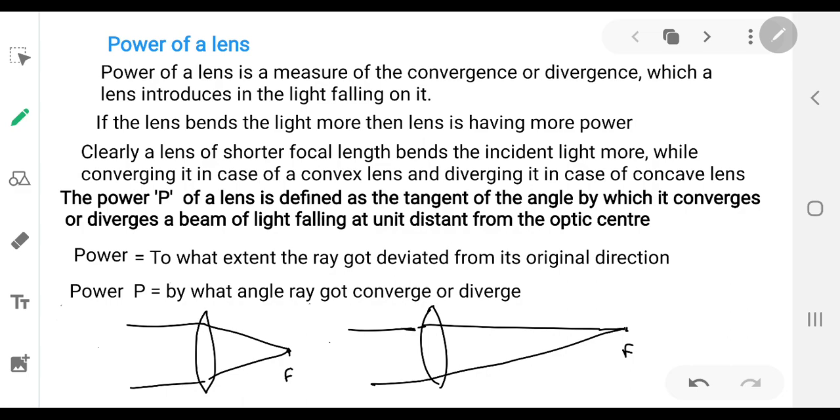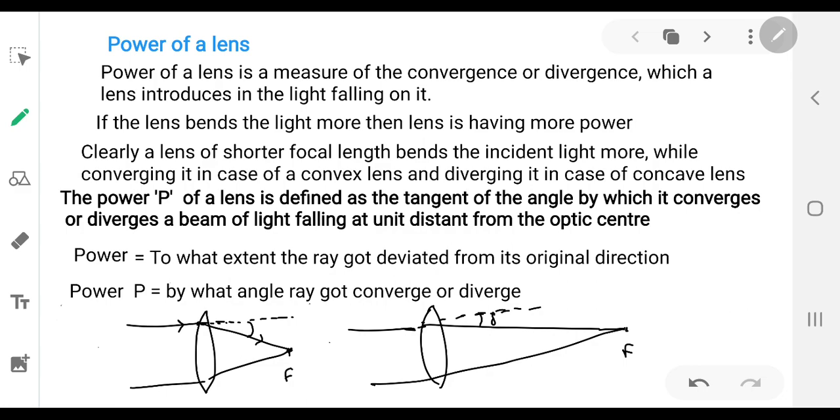Now compare the deviation that has occurred in the incident ray by both the lenses. So this is the initial direction of the incident ray. To this extent the ray has bent to meet the principal focus, and here in the second case it has bent by a smaller amount, leaving its original direction.